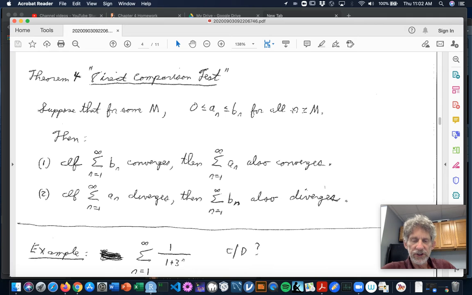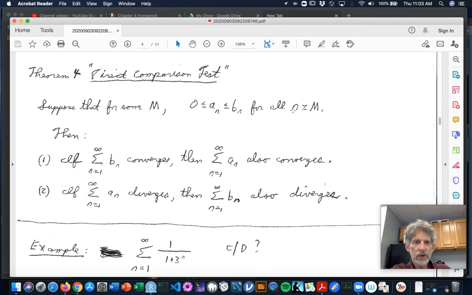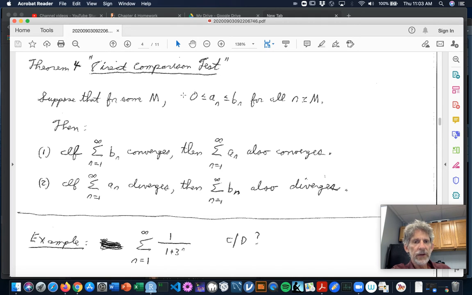Here's another strategy for figuring out if an infinite series converges or diverges. It's called the direct comparison test, theorem 4 in the book. Suppose you got 2 sequences. One of them is a_n, the other is b_n. And suppose the a_n's are positive, but they're always less than or equal to the b_n's. Well, they don't have to be always less than. For sufficiently big n's, they need to be that way. Suppose that for some capital M, this happens for all n's bigger than or equal to that capital M.